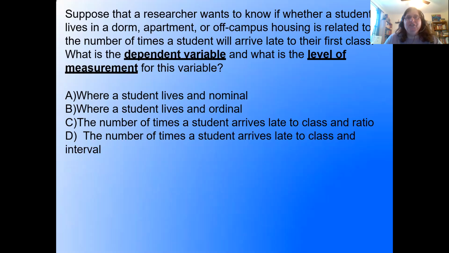Okay, so I was just pausing to give you a little opportunity to figure it out. But anyhow, I'll jump in right now. So pause if you're still thinking. So the answer is the dependent variable is arriving late to their first class, and ratio, because a student could arrive 0 times late to their first class, and that would mean they never arrived late to their first class. So it's the number of times a student arrives late to class, and ratio C. Okay, let's move on.